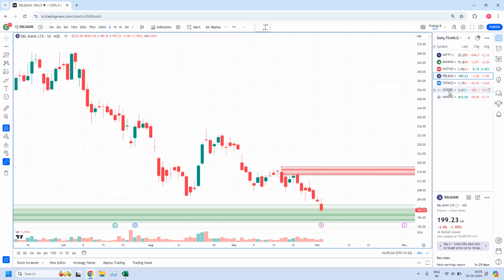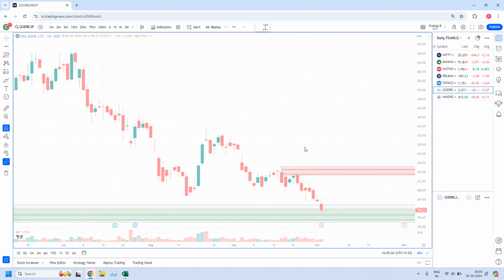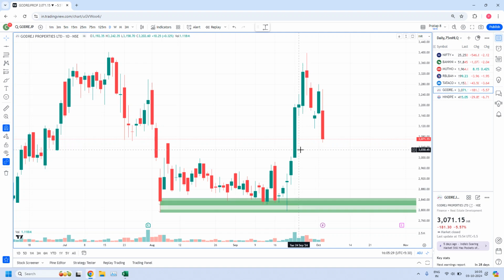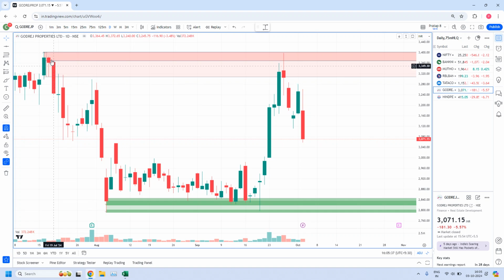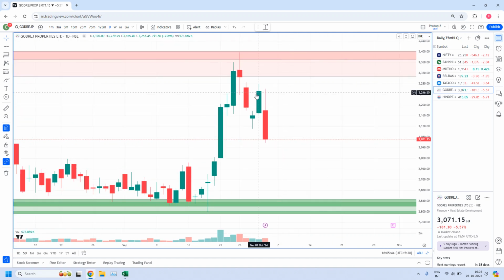And Tata Communications we already discussed. And Godrej is a 75-minute high. This is 75 minutes. No. This is a daily high liquidity supply zone. We have a rally base drop. It is a daily high liquidity supply zone. This was yesterday's closing candle.